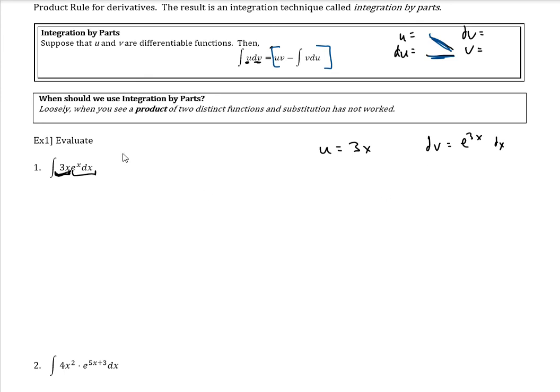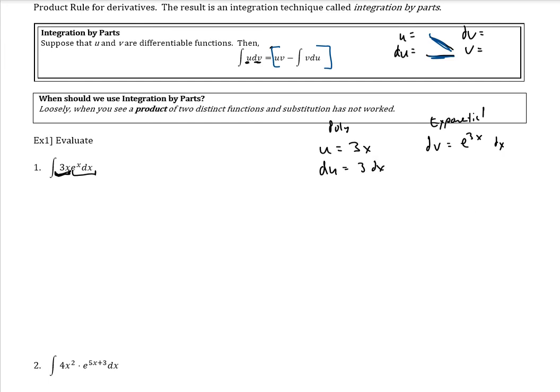With an exponential involved, u is probably a polynomial and dv is the exponential. That's usually how it's broken down. Once you set these two up, just like with substitution, once you set your u up, get your du, which would be 3dx.